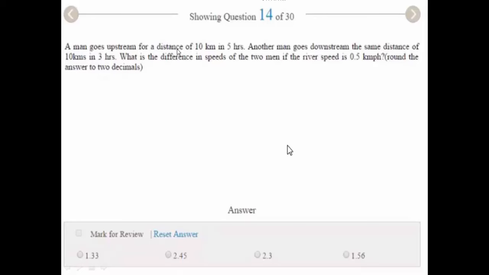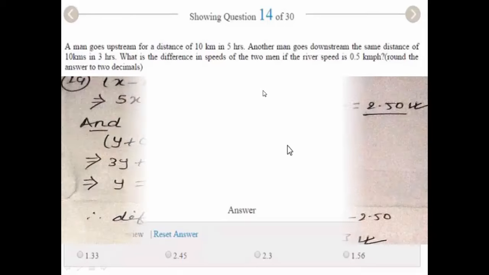A man goes upstream at a distance of 10 km in 5 hours. Another man goes downstream the same distance of 10 km in 3 hours. What is the difference in speed of the two men if the river speed is 0.5 km per hour? Okay, this is the solution.